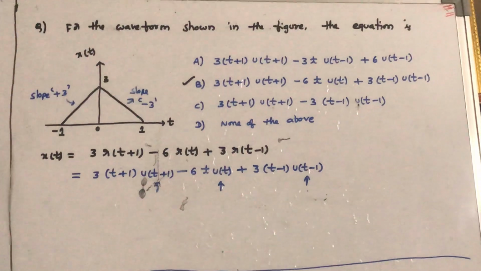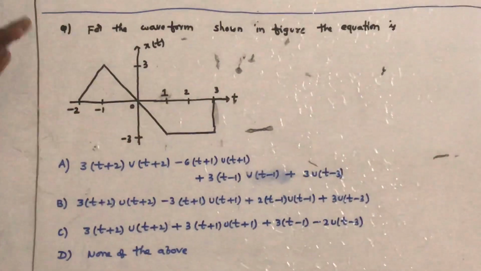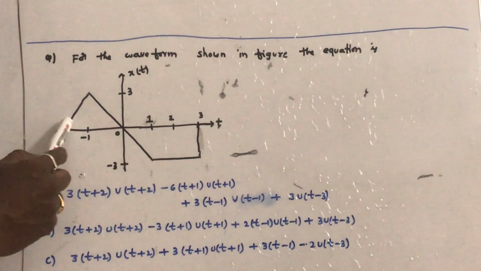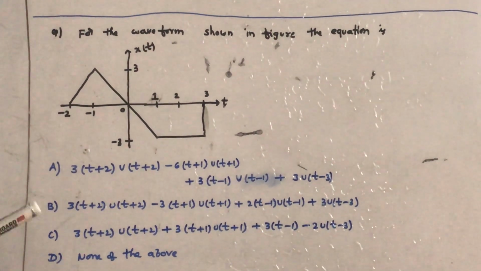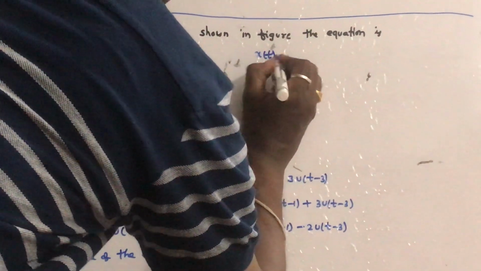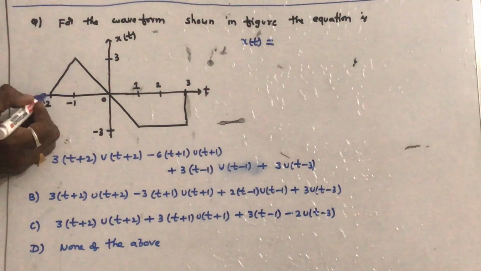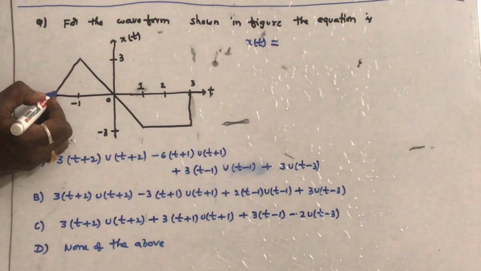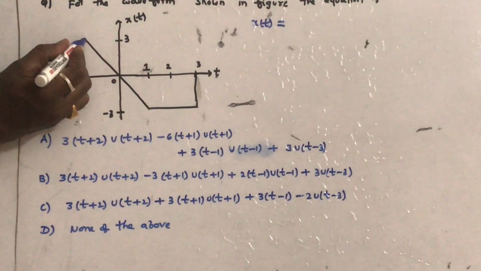Now coming to the last one, question 3. In a similar manner, we can solve this problem once you understand the concept. You can see this waveform is given. For this waveform, which of the options A, B, C, D is correct? Let us first write the equations for this. During the interval minus 2 to minus 1, there is a ramp starting at minus 2, whose amplitude increases by 3 units.